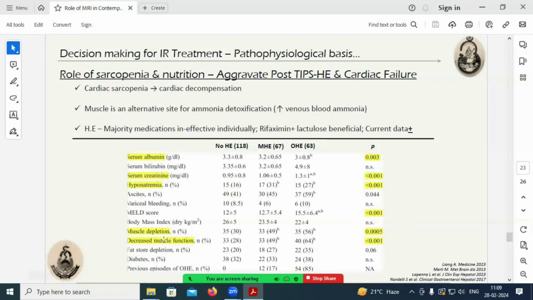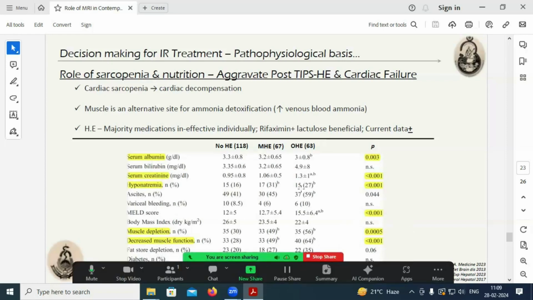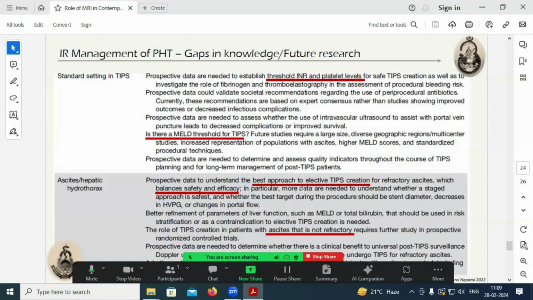So this is one article in which they have shown that factors like serum albumin, hyponatremia, muscle depletion, and muscle mass function, all these things, in patients who have low values, are associated with high chances of overt and mild encephalopathy.